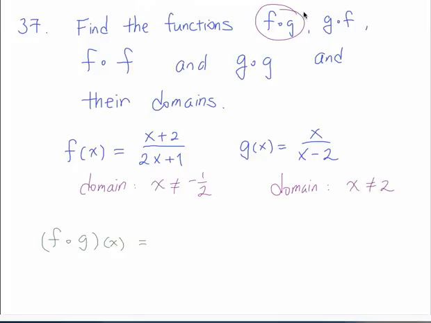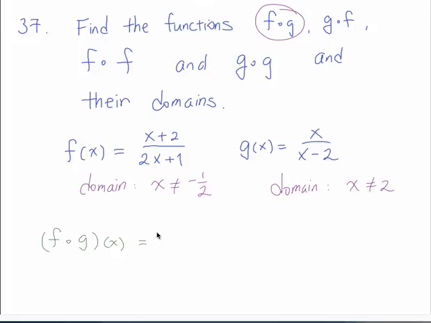So it says find the functions f of g, g of f, f of f, and g of g and their domains. So here's f of x, that's x plus 2 over 2x plus 1, and g of x, that's equal to x over x minus 2. And the domain of f is any number that's not negative 1/2, because when x is negative 1/2, your denominator of f is 0 and you can't have that. And the domain of g is then any number that's not 2. Okay, so let's start with f of g.